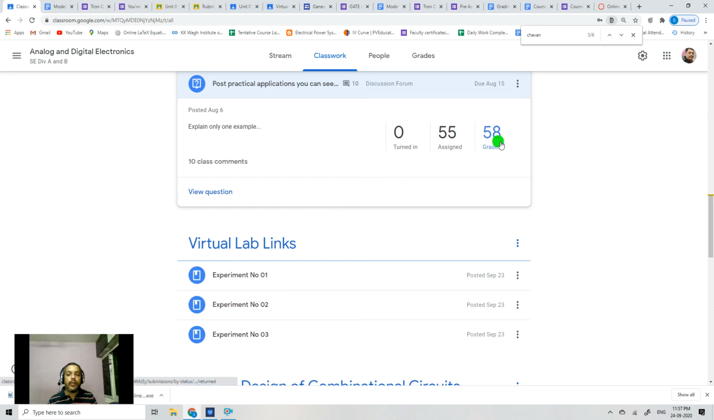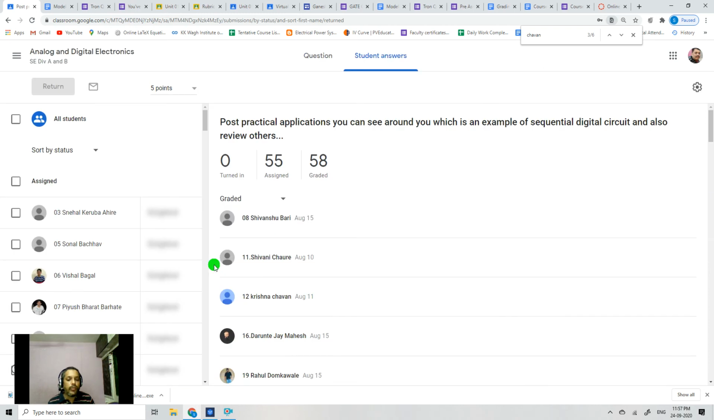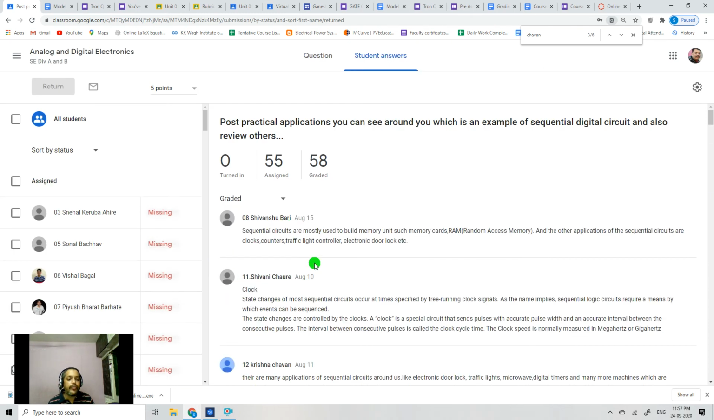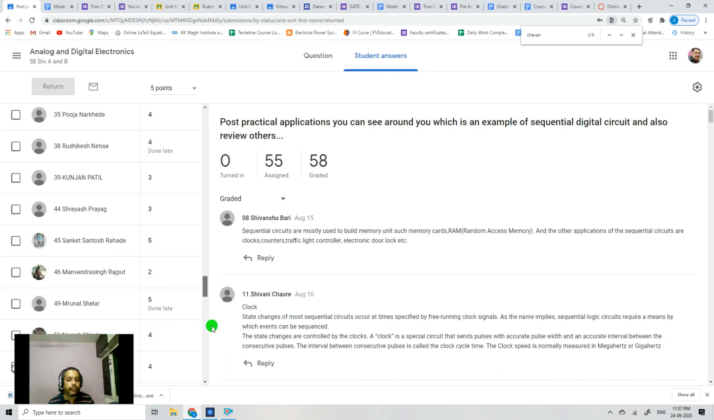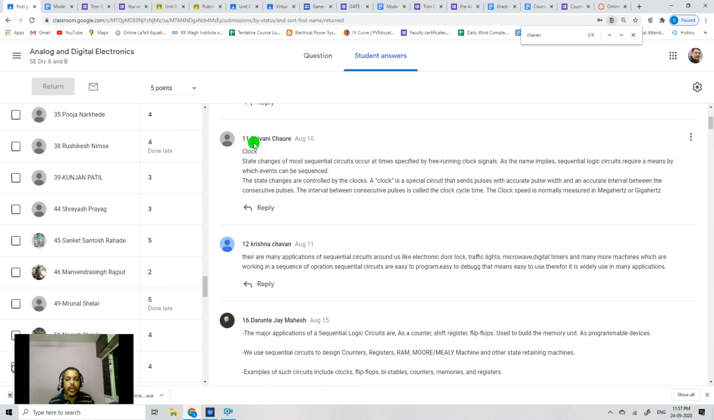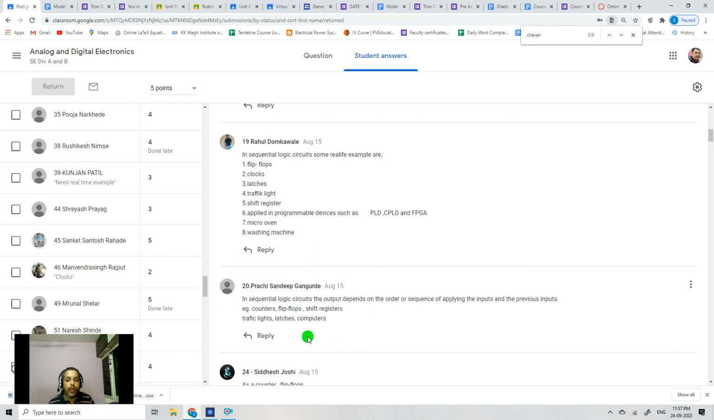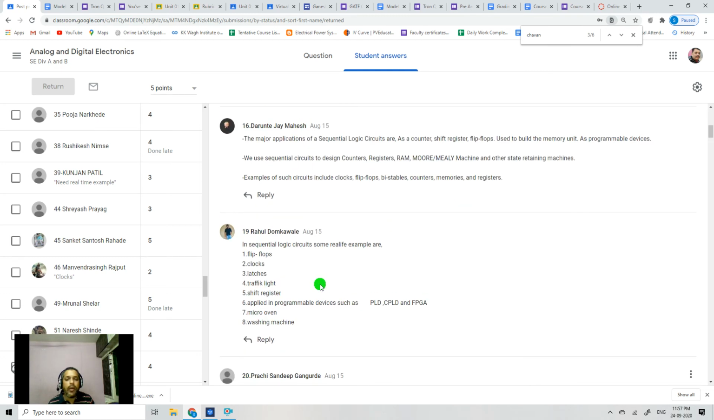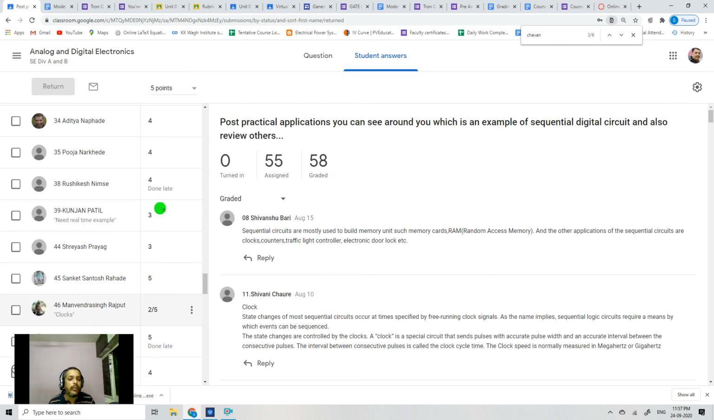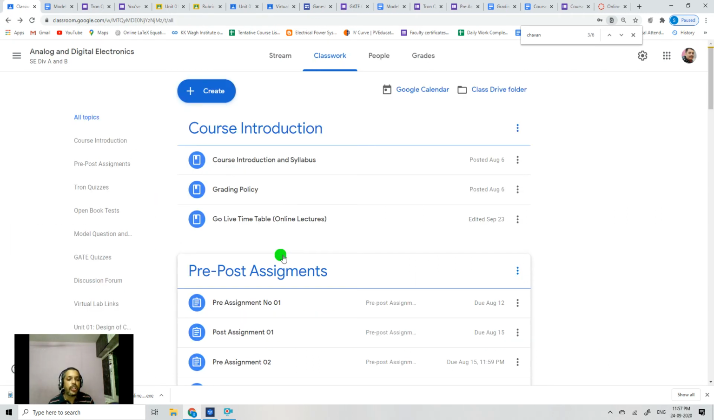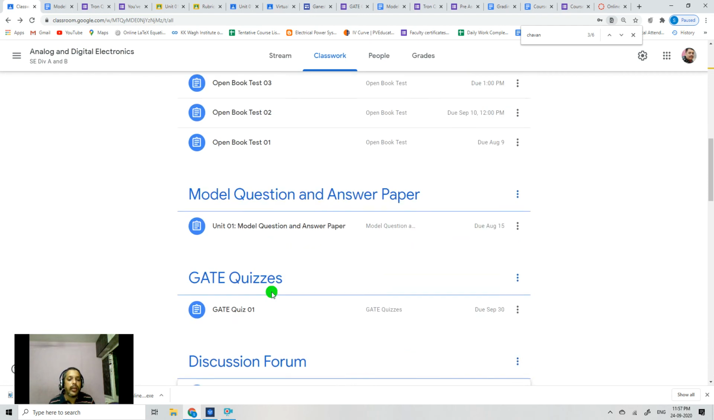So a total of 58 students are graded in this. Let me show you the 58 students who are graded here. You can see that every student has replied, for example Shivani Sauri replied that a clock is one of the examples. Then Krishna Sawan, Darunte, Rahul Domkawale, then Prachi. I have assessed all these questions and given the marks, so you can observe the grades over here. This is about the discussion forum which I have introduced in my course.